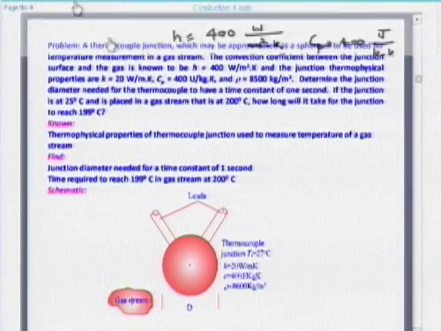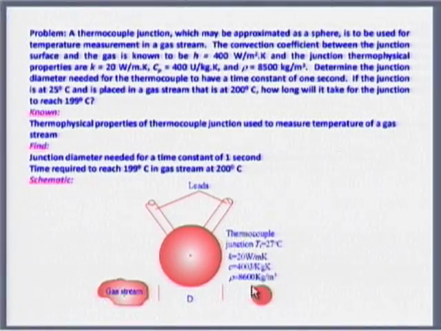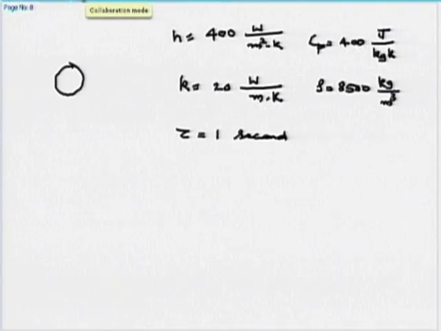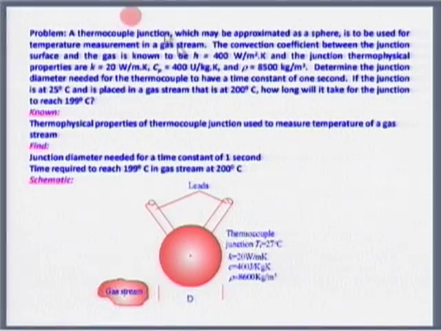So, this is a thermocouple bead whose properties are given, and the heat transfer coefficient is given to be 400. 400 is quite a high heat transfer coefficient. That means the gas is really flowing around it, only then can my heat transfer coefficient be so high. Determine the junction diameter needed for the thermocouple to have a time constant of 1 second. Given here is, we want a time constant of 1 second.